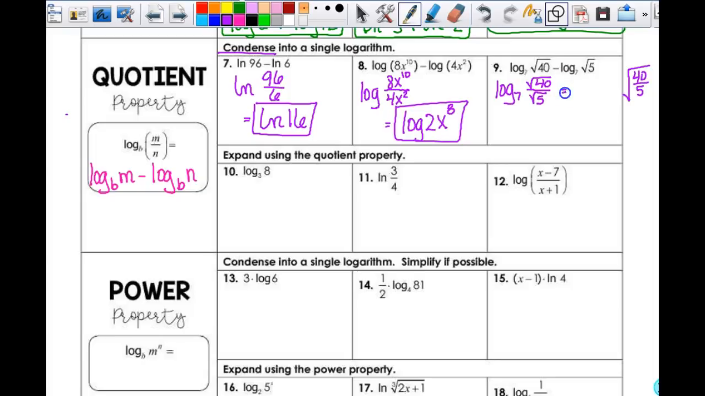So this is going to give me log base 7 of 40 divided by 5 is 8, so that's still the square root of 8. It doesn't jump out of the square root or anything. And then I need to simplify that, so that is going to, in the end, give me log base 7 of 2 square root of 2.